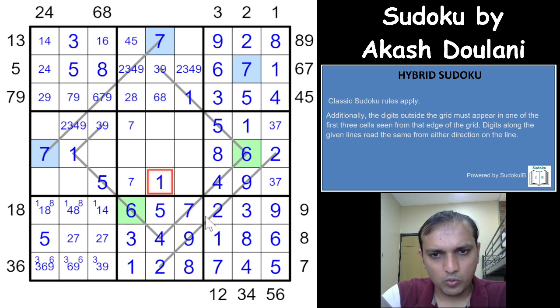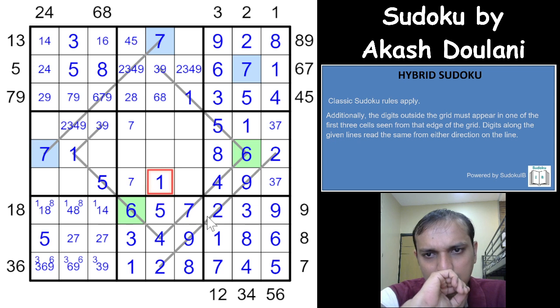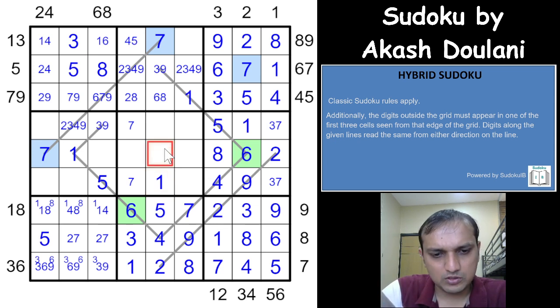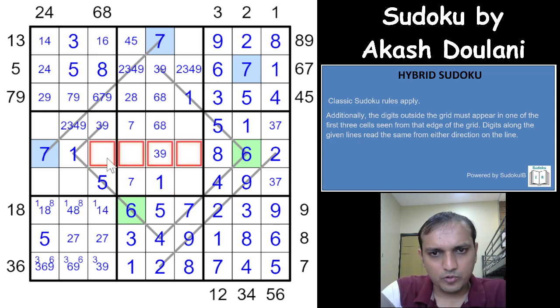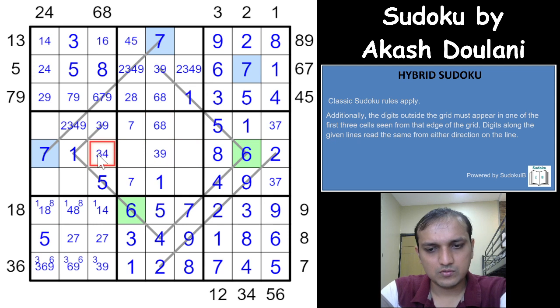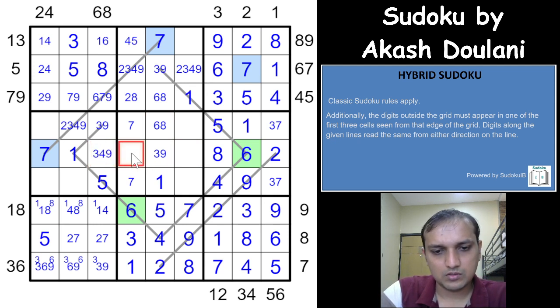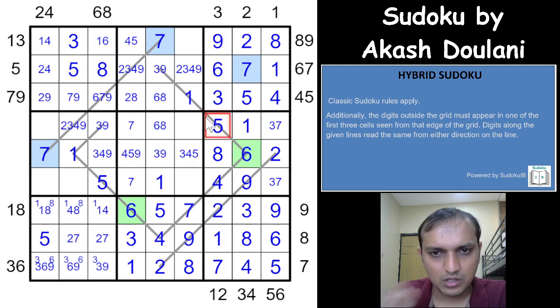This cell would have to be a 1, 3, 6, 8 and 9. 6, 8, this would have to be 3, 9. So a 3, 9 pair here gives you a 6, 8 pair here. 3, 9, 4 and 5. Okay.